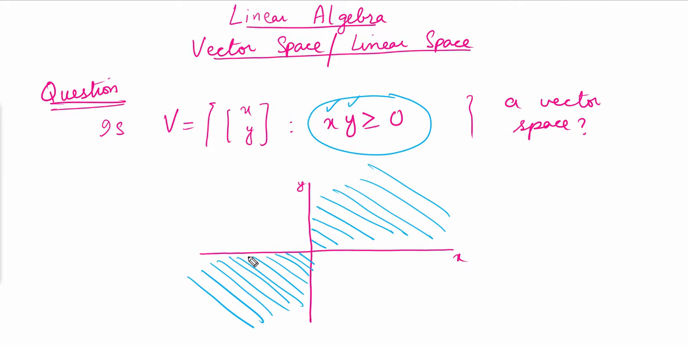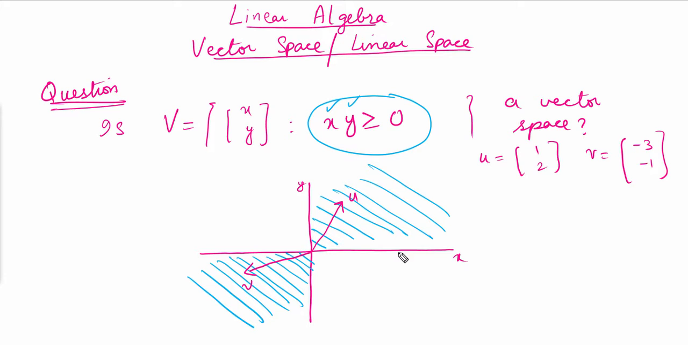Now let's consider any two vectors. Let's suppose we have a vector u equal to (1, 2). Let's suppose it belongs to the first quadrant, so (1, 2) will be somewhere here. This is u. And vector v belongs to the third quadrant, that is (-3, -1). So let's suppose vector v is somewhere here. This is vector v.